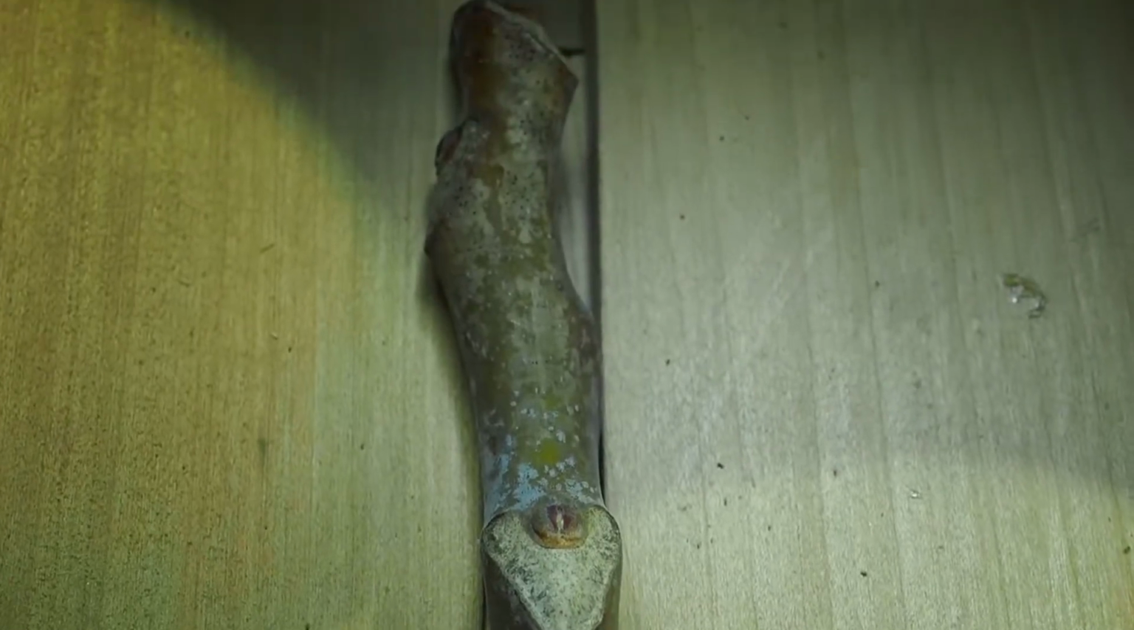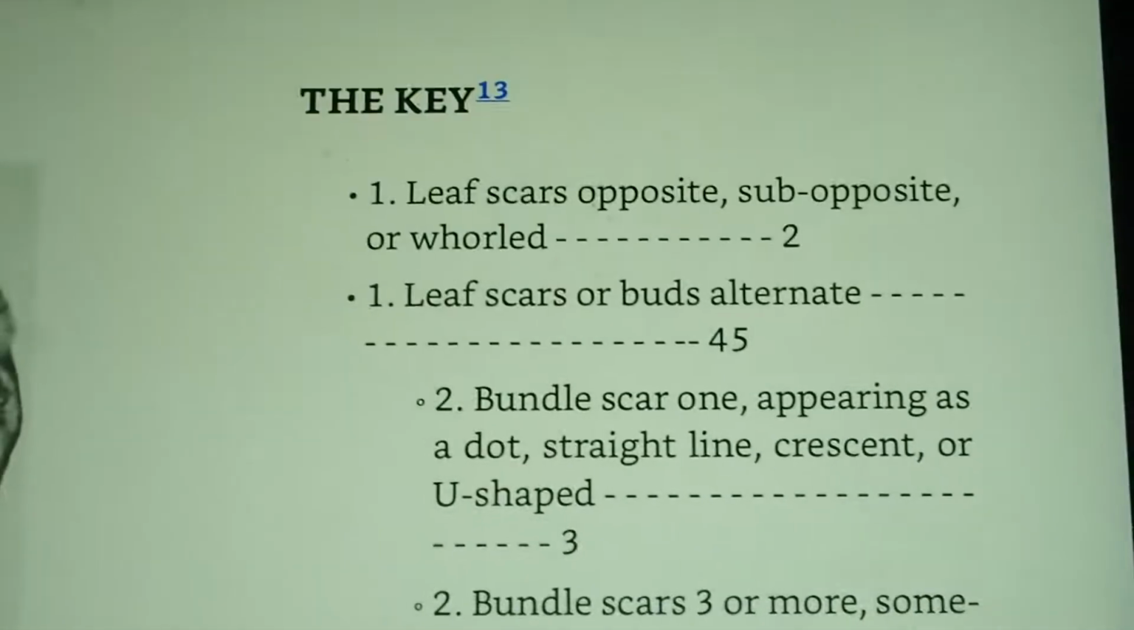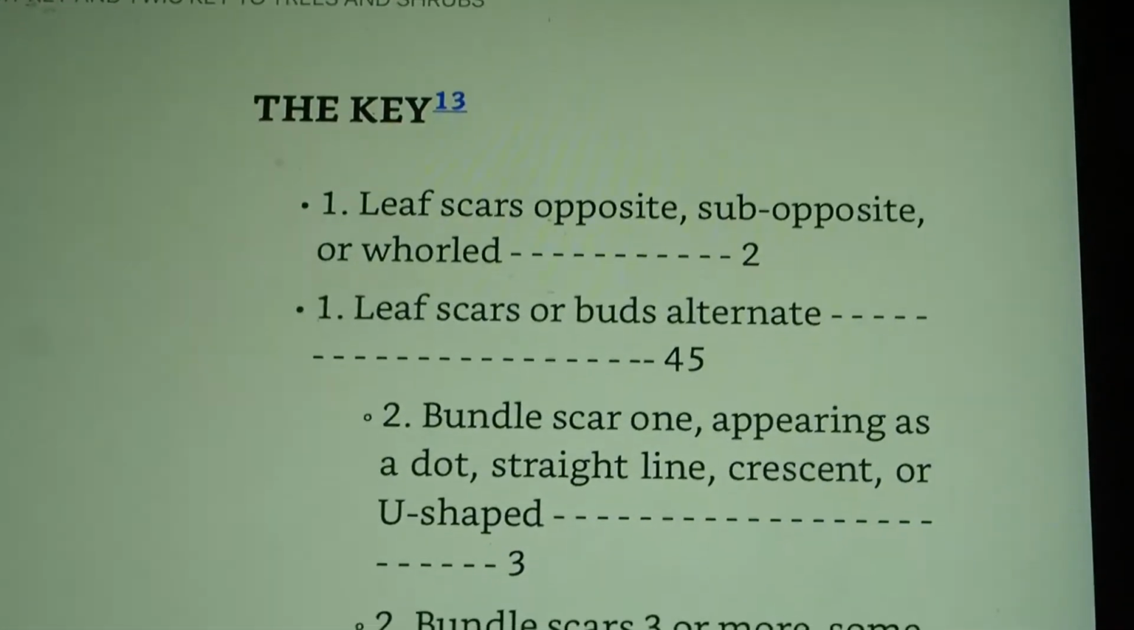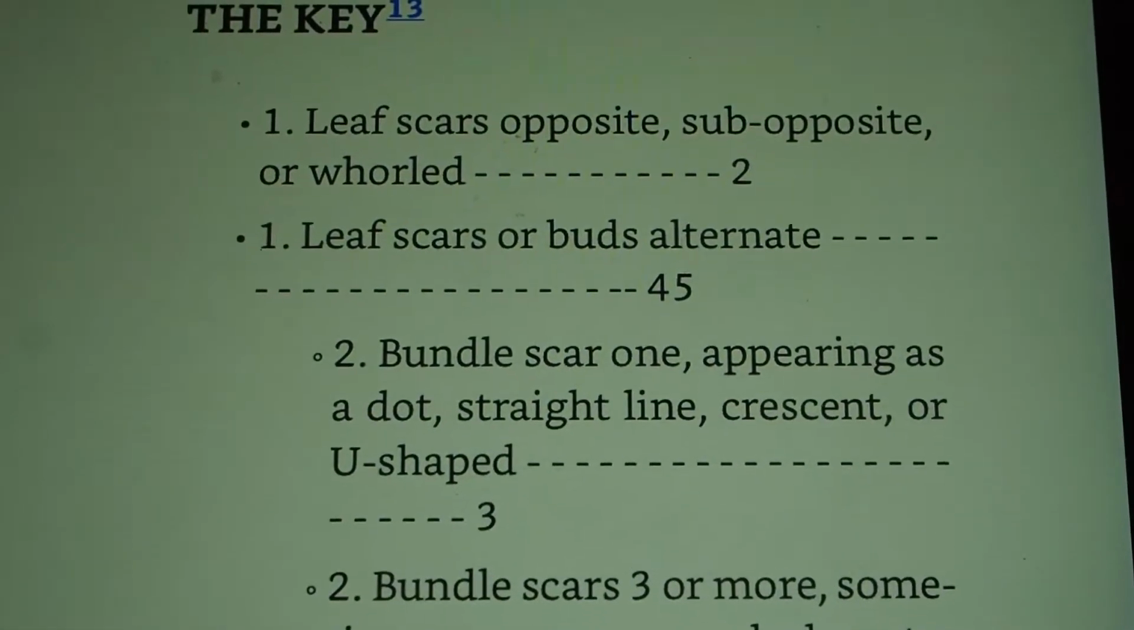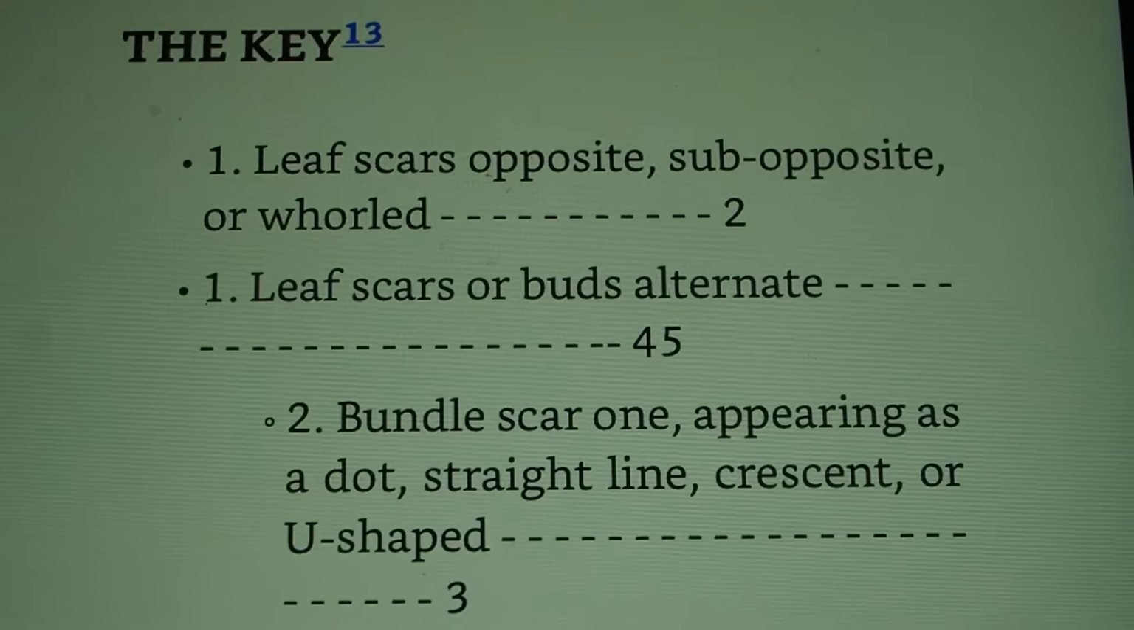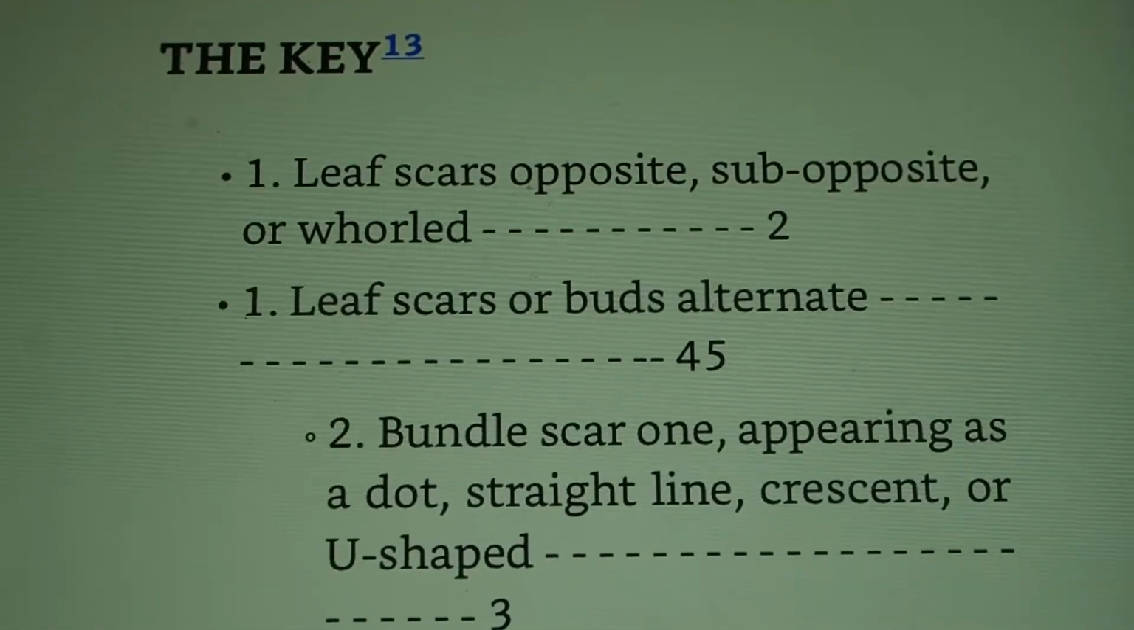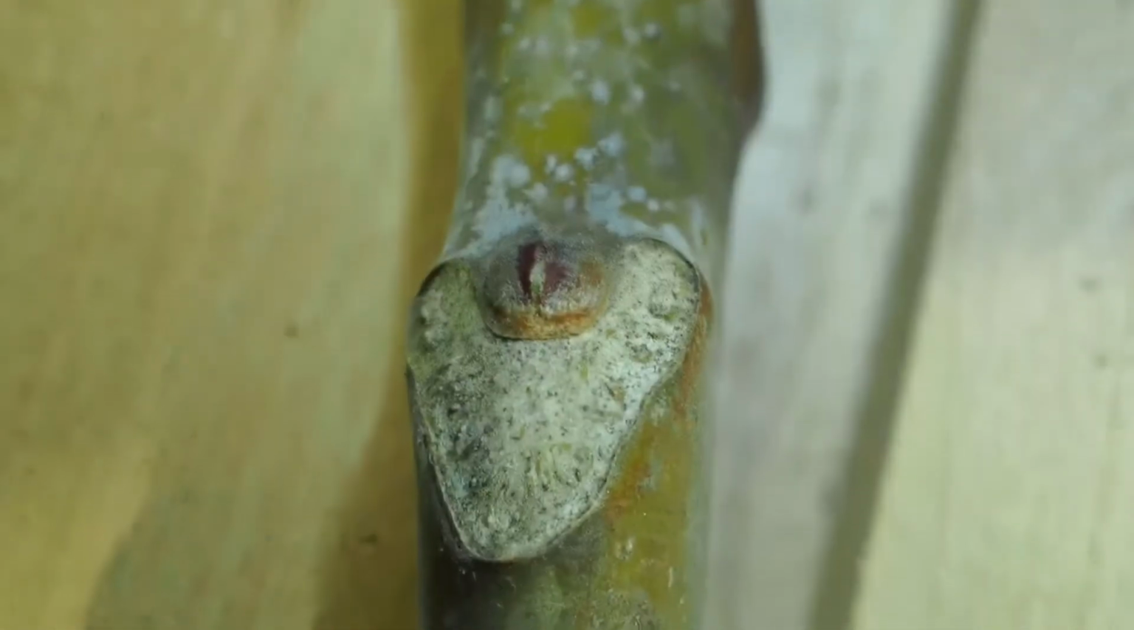Let's start with this confidence builder twig. It's a nice large one with very prominent features. And we'll key this one out all together. So the key starts kind of where you'd expect a key to trees to start, with leaf arrangement. Although in this case it's leaf scar arrangement. And it's opposite, or close to opposite, versus alternate. So we can see the leaf arrangement by seeing the leaf scar arrangement.